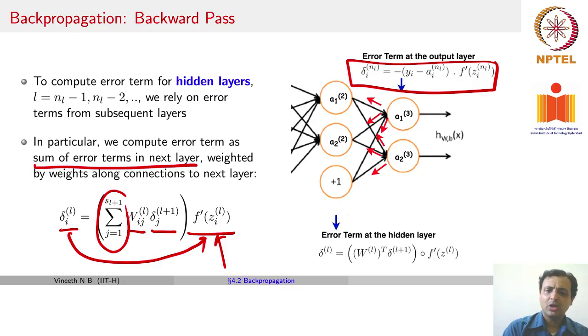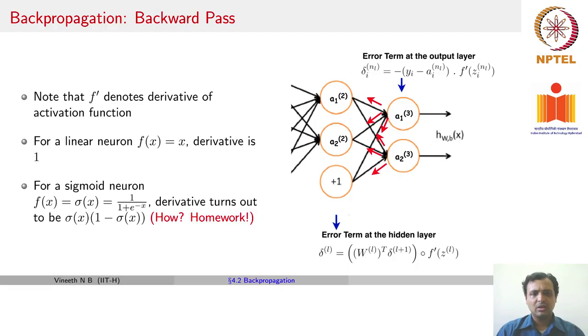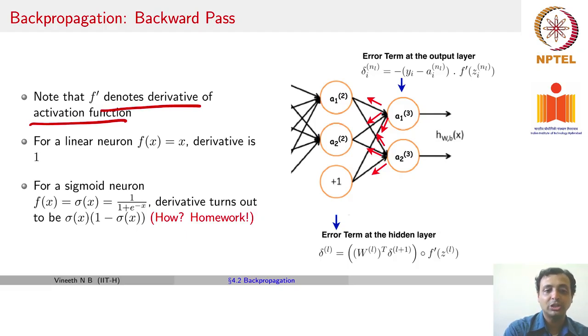Now you could ask me, why am I multiplying it by the weights? Because that's the contribution that this node had to the error on that particular node in the next layer. The ith node contributed w_ij times to the error at the jth node in the next layer. That's what we are denoting by the sum of errors. As we just mentioned, f prime denotes the derivative of the activation function.